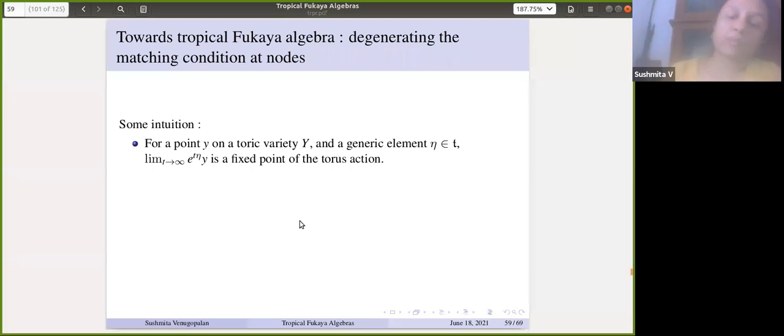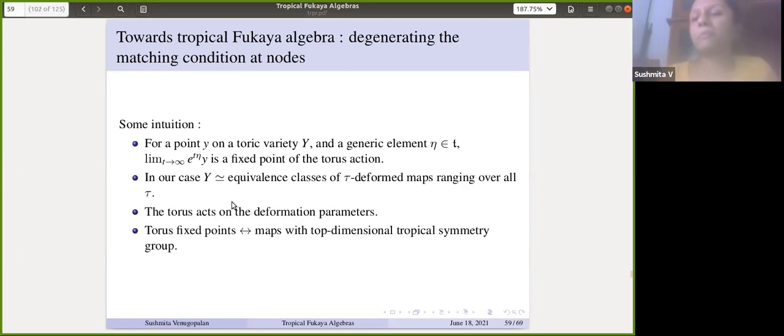So eta is the algebra element, which is generic, and we act by eta on this point y. Then the limit is going to take you to a fixed point of the torus action, right? That's roughly what's happening here. We are deforming the matching condition in a generic direction, and it's taking us to some kind of fixed point. It's kind of counterintuitive, but in our moduli space, those smaller strata actually correspond to larger tropical symmetry groups. So we need to get a full tropical symmetry group in order to say that we have actually reached a fixed point, and for that, we need genericity of the deformation direction.